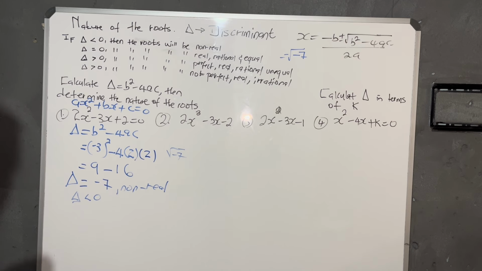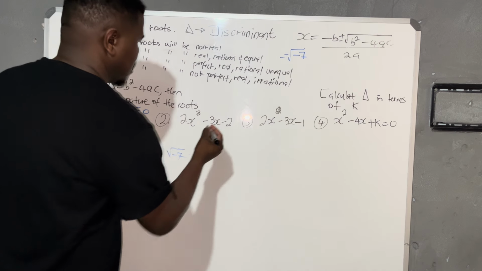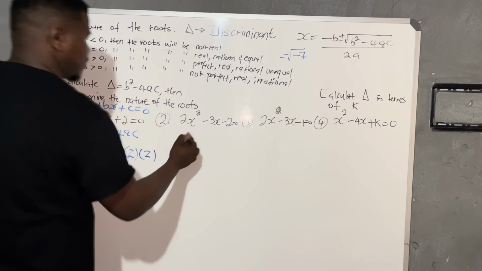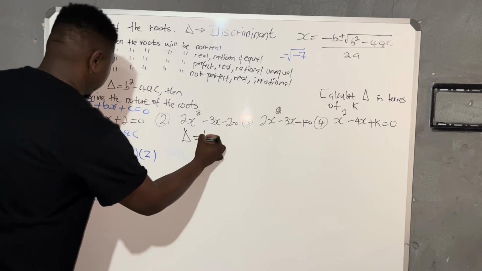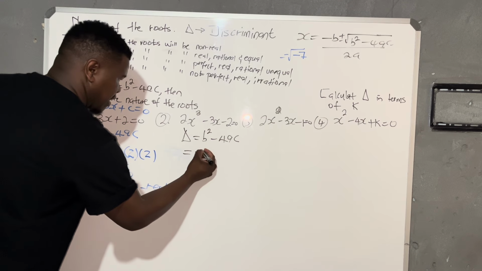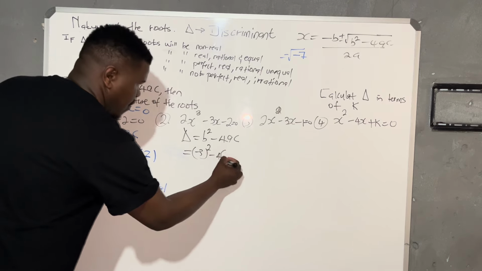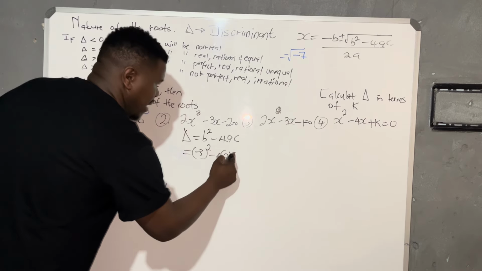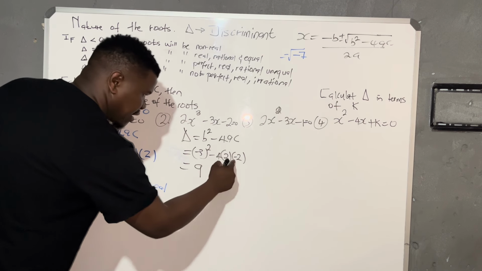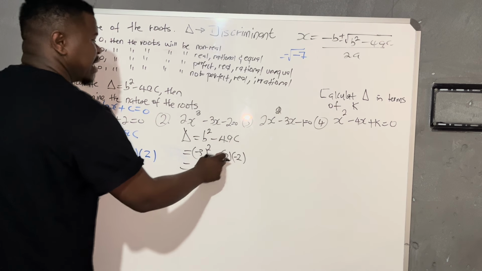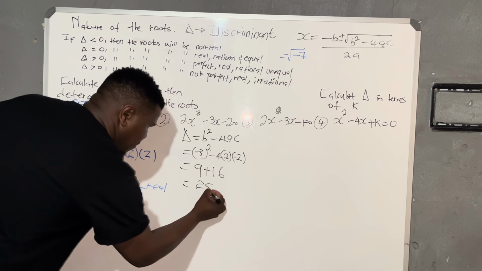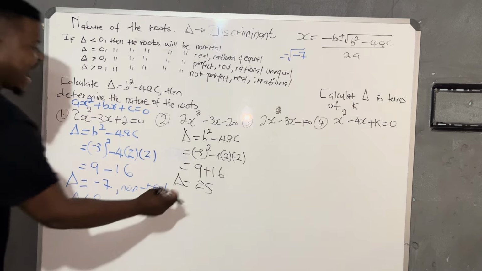Number 2. I'll try to be quick here. I forgot to equate to 0 there. It's fine, let me edit that. Now, number 2, same thing. Determine the discriminant. My b in this case is minus 3, squared, minus 4. My a is 2. My c is minus 2. What do I get? I get a positive 9, because negative times negative is a positive. 4 times 2 is 8, 8 times 2 is 16. But 9 plus 16 is 25. My discriminant is 25.